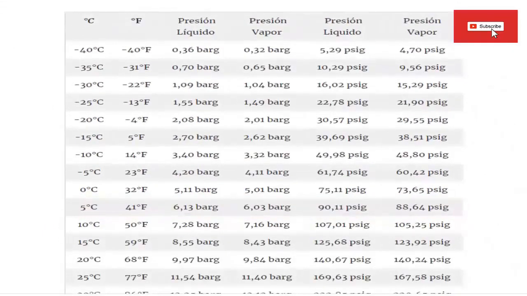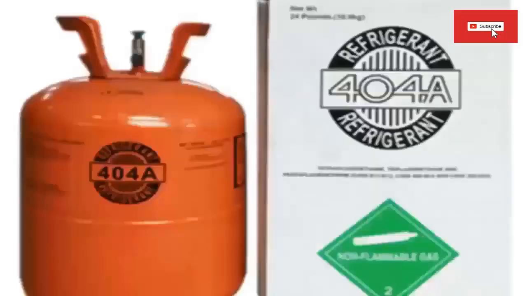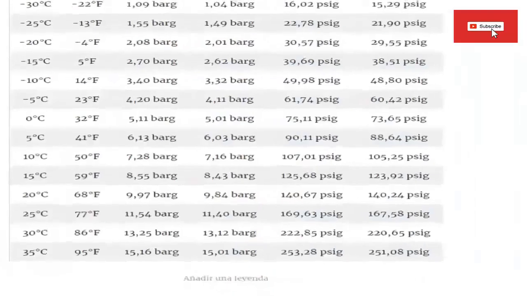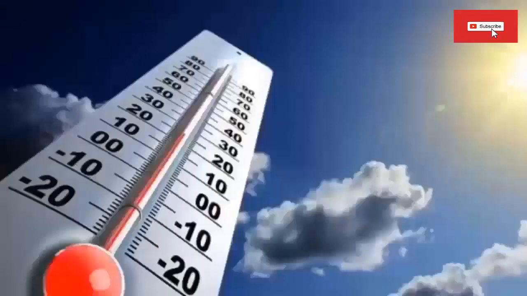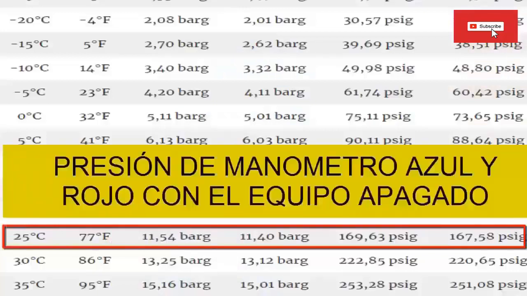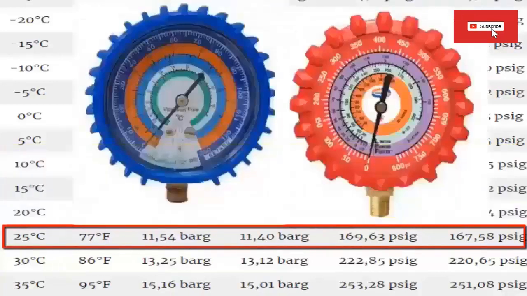In some cases, it is useful to know the pressure of the equipment when it is turned off and the high pressure of the condenser. Let's see them. 1. For an outdoor environment temperature of 25 degrees Celsius, about 77 degrees Fahrenheit, the equipment turned off, with this temperature, has a gauge pressure, both high and low, according to the table, of 11.40 bar, equivalent to 167.58 psig.